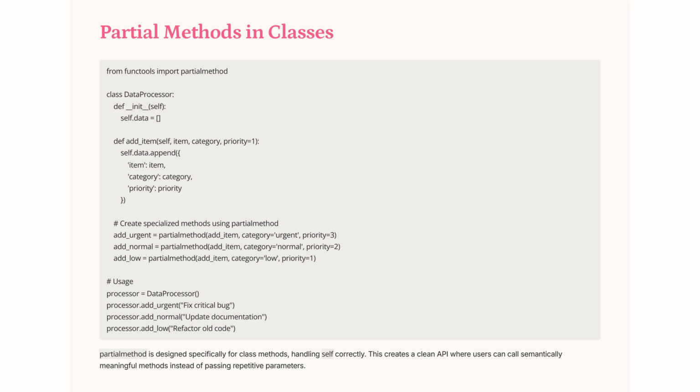Partial methods in classes streamline method calls by predefining parameters. Using functools' partial method, we create specialized methods like add_urgent, add_normal, and add_low in a data processor. This approach enhances code readability and reduces redundancy, allowing users to call methods with meaningful names instead of repeatedly specifying parameters.